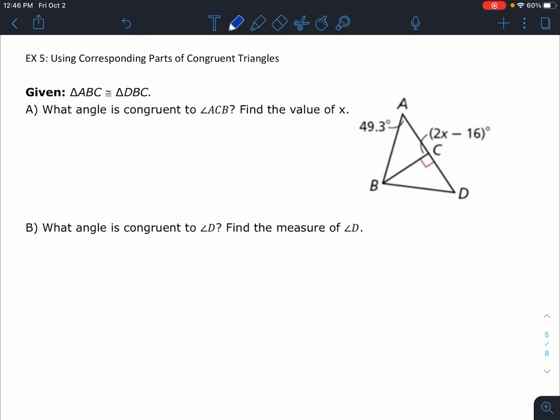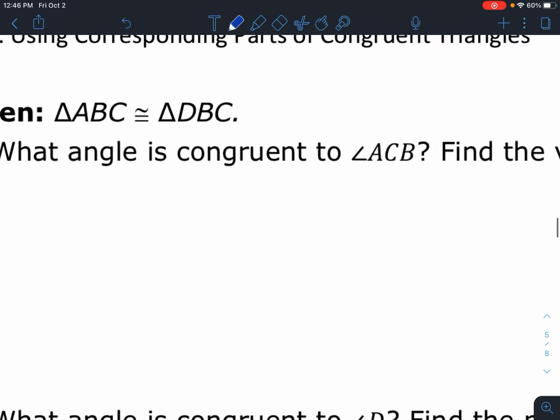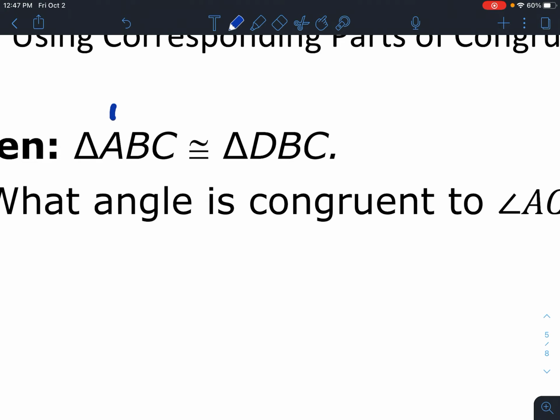Right, so example 5 says, what angle is congruent to angle ACB? Don't even look at the picture. ACB is congruent to DCB.